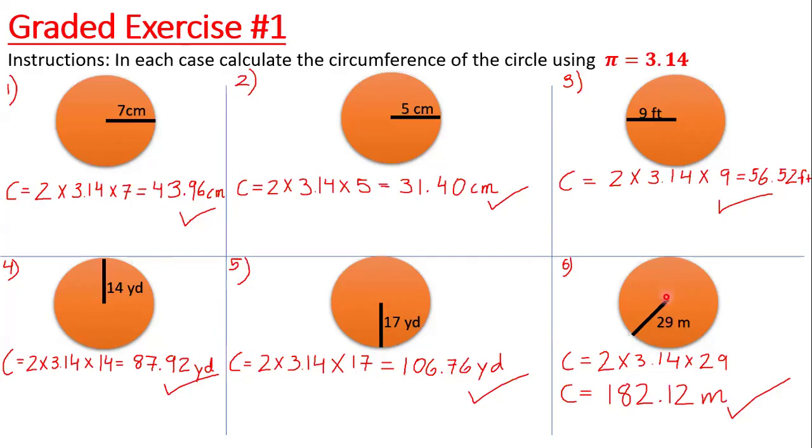But it's the same formula, 2 times pi times r. That's all you have to do. 2 times pi times r. 2 times 3.14 times r, where r is the radius, which is 29. Same thing with this one. 2 times 3.14 times 17. 17 is the radius. Same thing with this one. 2 times 3.14 times 14. 14 is the radius. We don't have to write this down. I just wanted to show you all the different ways it could come.